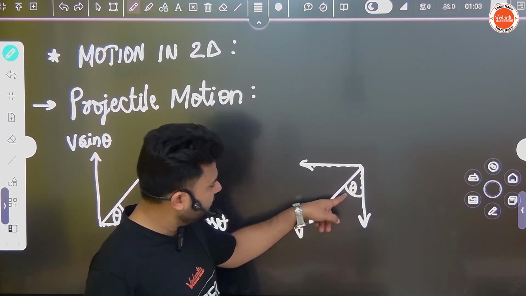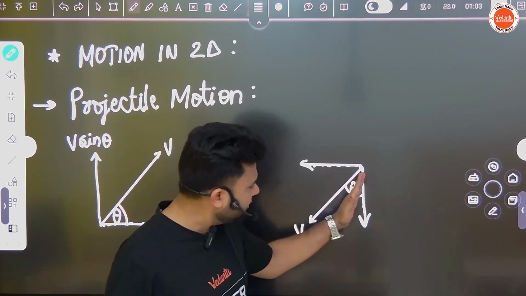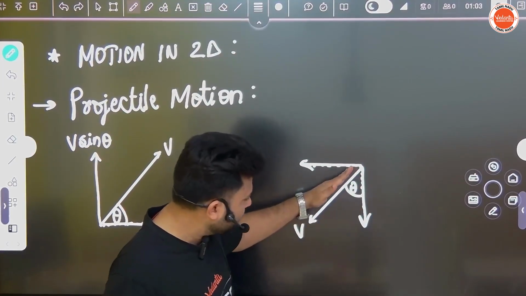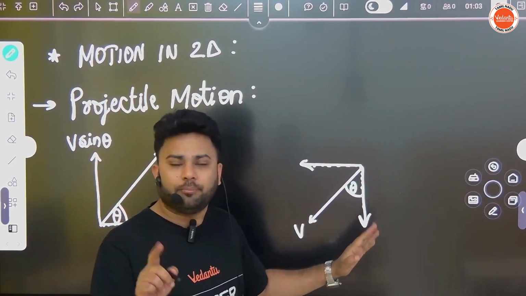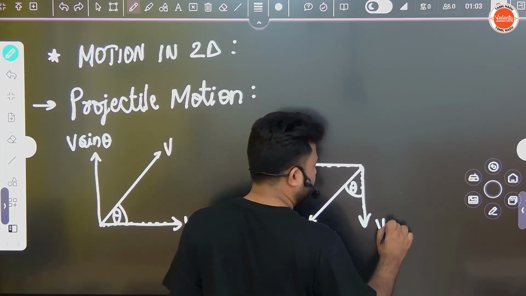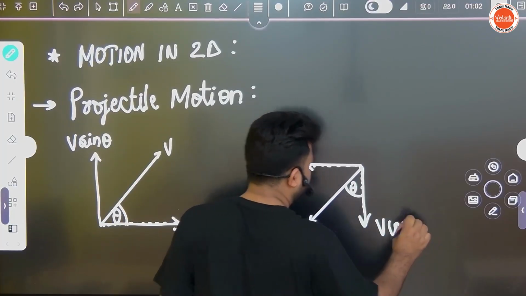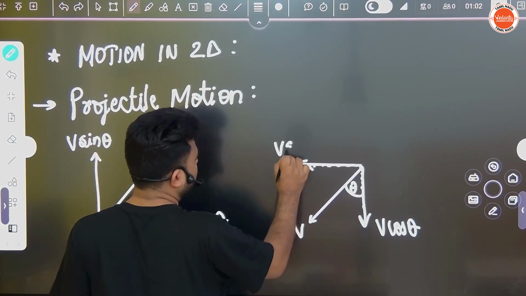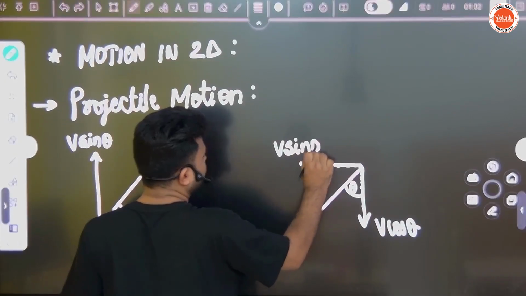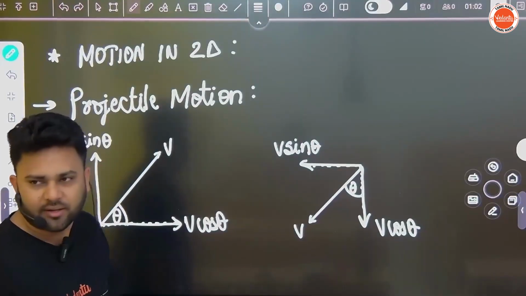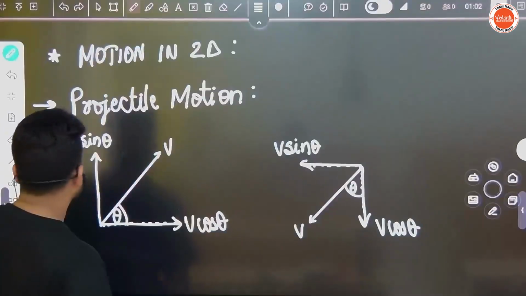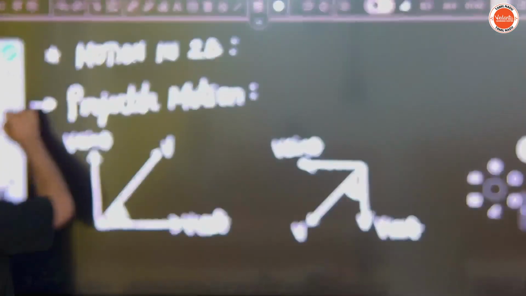Now, this is V, this is theta. Rotate the vector towards theta, that will be the cos component. So this will be V cos theta, and this will be V sin theta. These things you should be able to understand. Correct? Vectors.